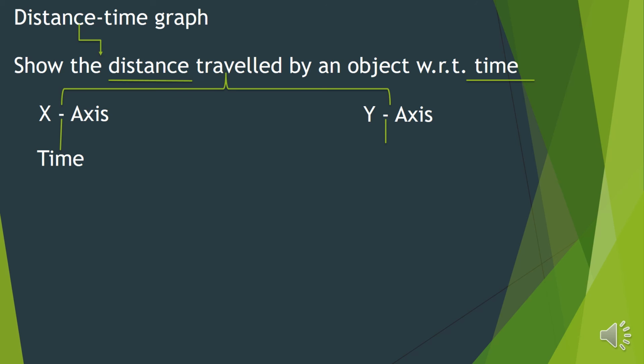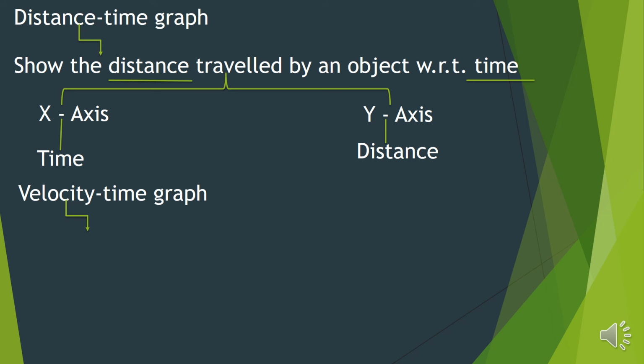Which is the other one left? Very good. It is the distance. So automatically distance कहाँ चला जाएगा? Y axis, because it is the dependent quantity, right? वो time पे dependent है. So when you will plot a graph, on X axis you will have time, on Y axis you will have distance.